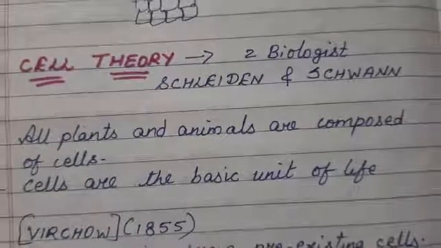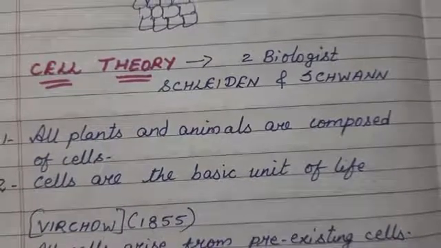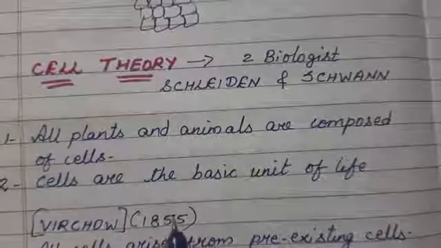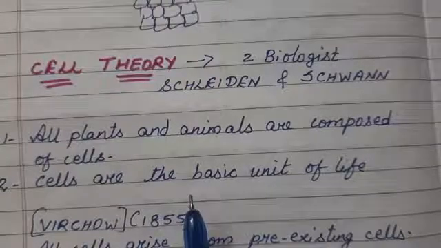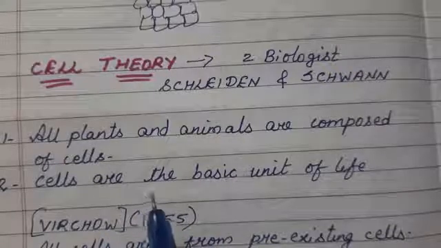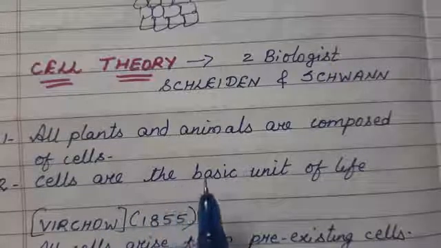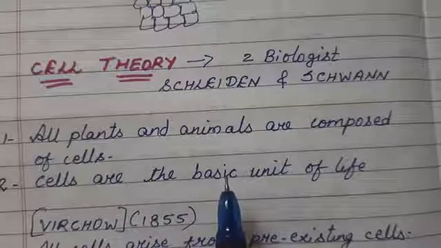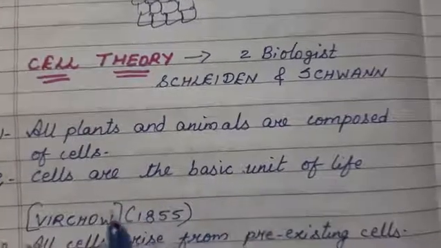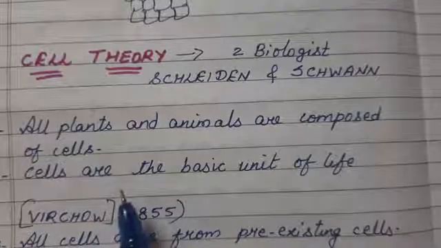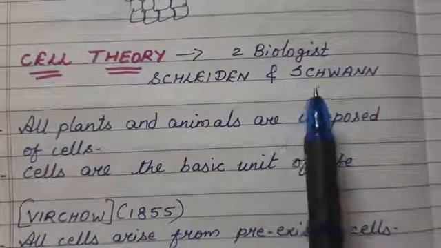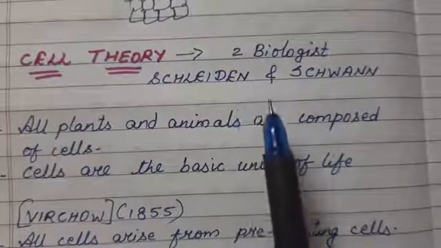In the previous video, I explained how cells are the basic unit of life. You all know that a particular organism is made from cells. Many cells together make tissues, tissues make organs, organs make an organ system, and the organ system makes an organism. So what is the basic unit of life? That is the cells. These two points were given by Schleiden and Schwann, who were two biologists.